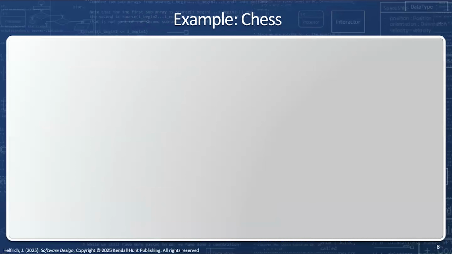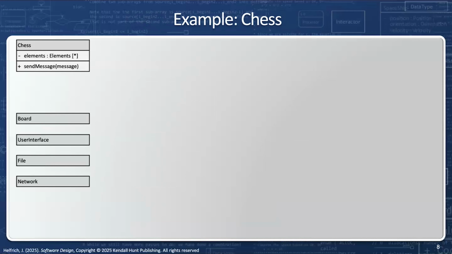And we need to find a better design here. So now I'm going to have my chess, and then my collection of elements: board, user interface, file, and network. And each one of these are highly distinct and unique. And so now I'm going to have an element, and chess is going to have several elements. In this case, 4, but I can add more later. And of course, board, user interface, file, and network all derive off element.